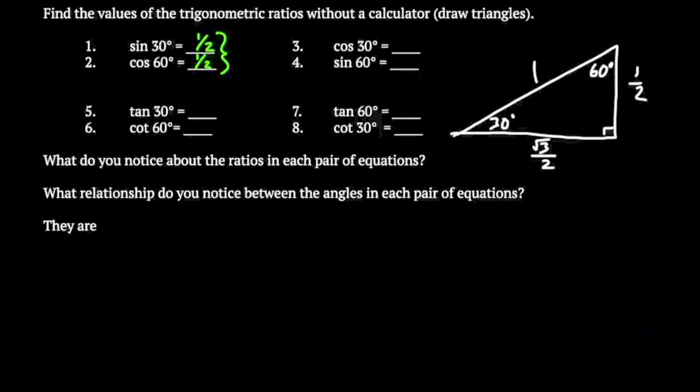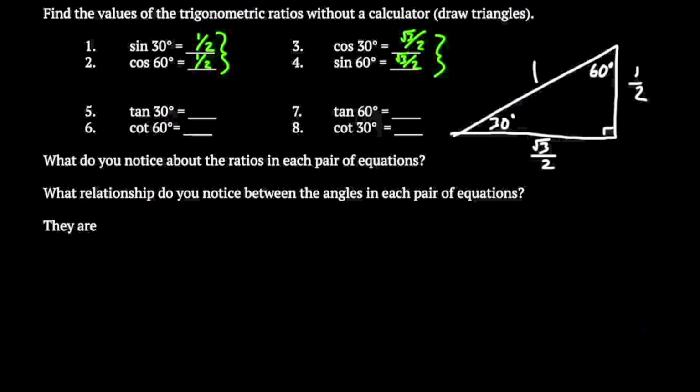This set is a little bit different. Instead of asking about sine of 30 degrees, it says cosine of 30 degrees. So we'll look at the 30-degree angle, and cosine would be adjacent over hypotenuse, which is just square root of 3 over 2. And again, if you look at sine of 60 degrees, from the 60-degree angle, sine would be opposite over hypotenuse, which again is square root of 3 over 2. Once again, we got the same value.